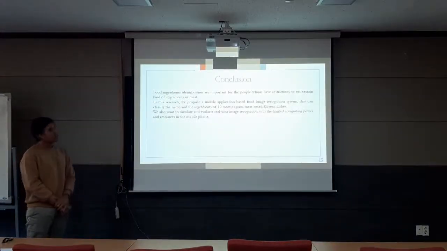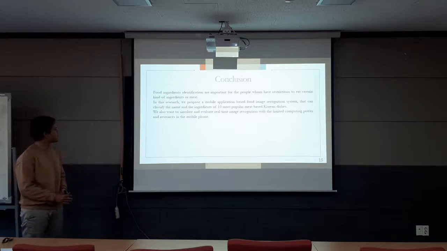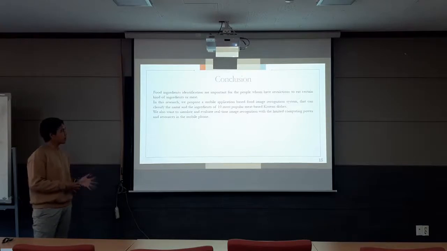Okay, so the conclusion of this system: food ingredients are important, especially for people who have restrictions to eat certain kinds of food or ingredients or meat, like I explained before. Also, maybe some people have allergies to certain kinds of ingredients, which is also important. So in this research, we propose a mobile application for food image recognition that can classify the name and the ingredients. And here we use 10 most popular meat Korean dishes.